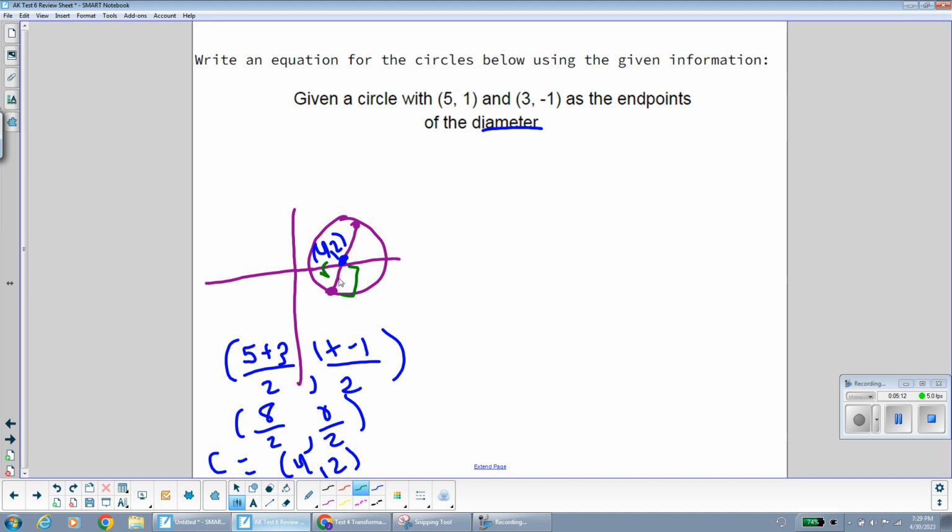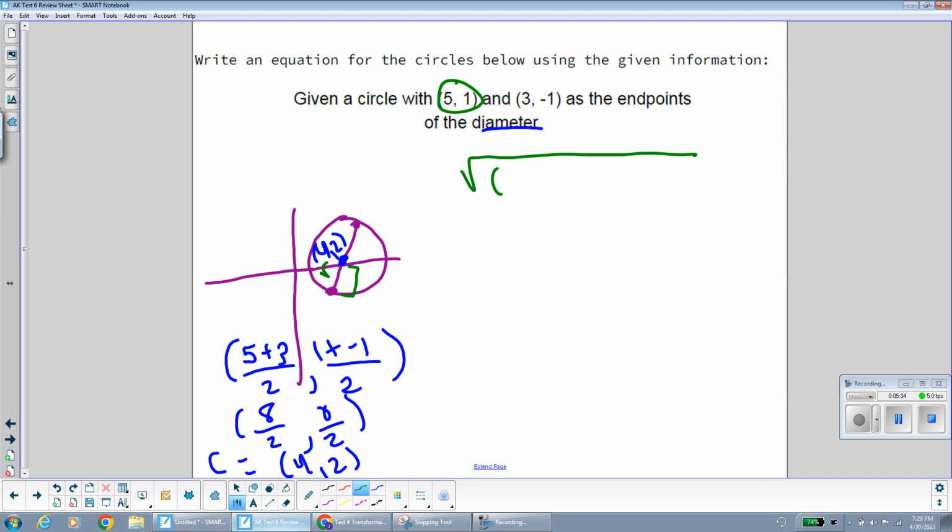Next option I'm going to do, I'm going to use the distance formula to find the distance between one of the endpoints and the center of the circle. So I'm just going to use the point (5, 1). It doesn't matter which of the two endpoints you use, but if I don't have to use negative numbers, I don't want to. So let me plug into my distance formula.